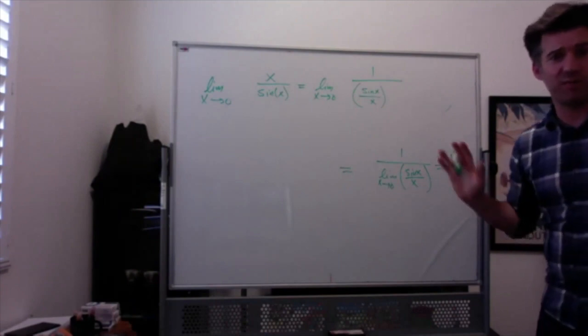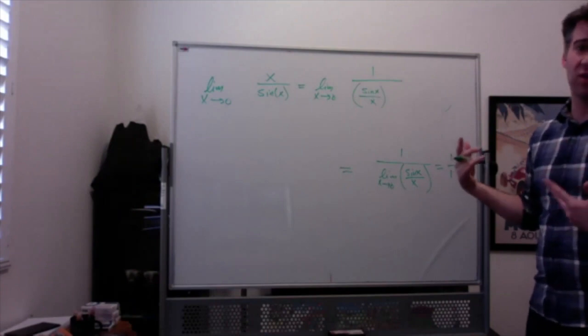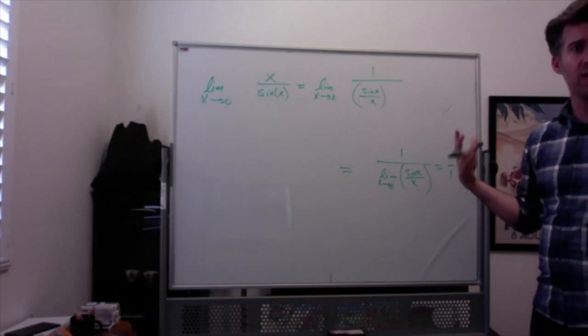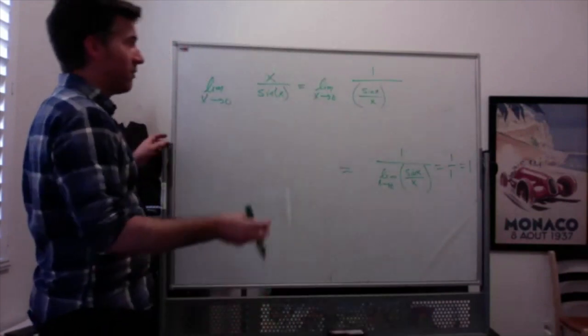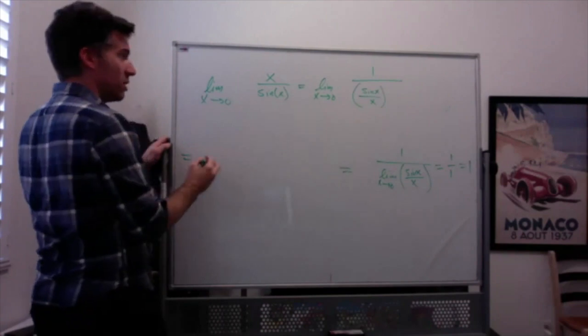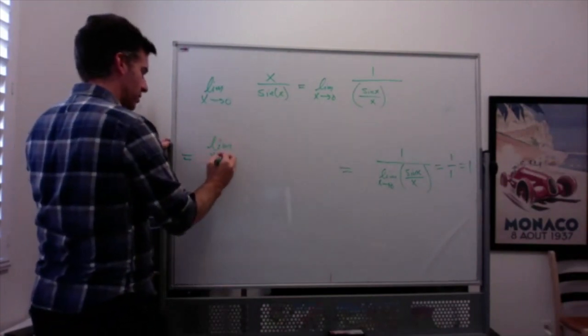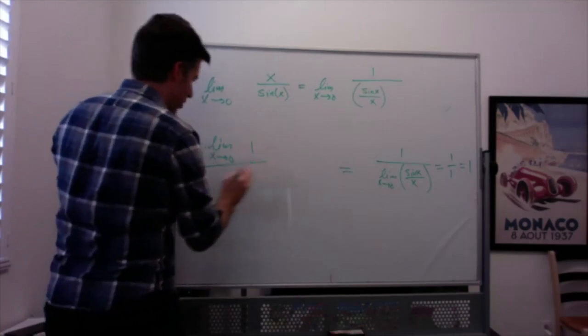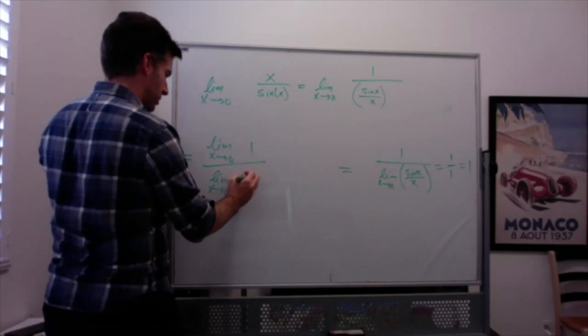And normally that would be a perfectly sufficient amount of work to show. But what I've actually done is I've used at least 2 of the limit rules in this process. The first rule I'm using is that if you have the limit of a quotient, it's equal to the quotient of the limits, meaning it's equal to the limit as x goes to 0 of 1 over the limit as x goes to 0 of sine x over x.